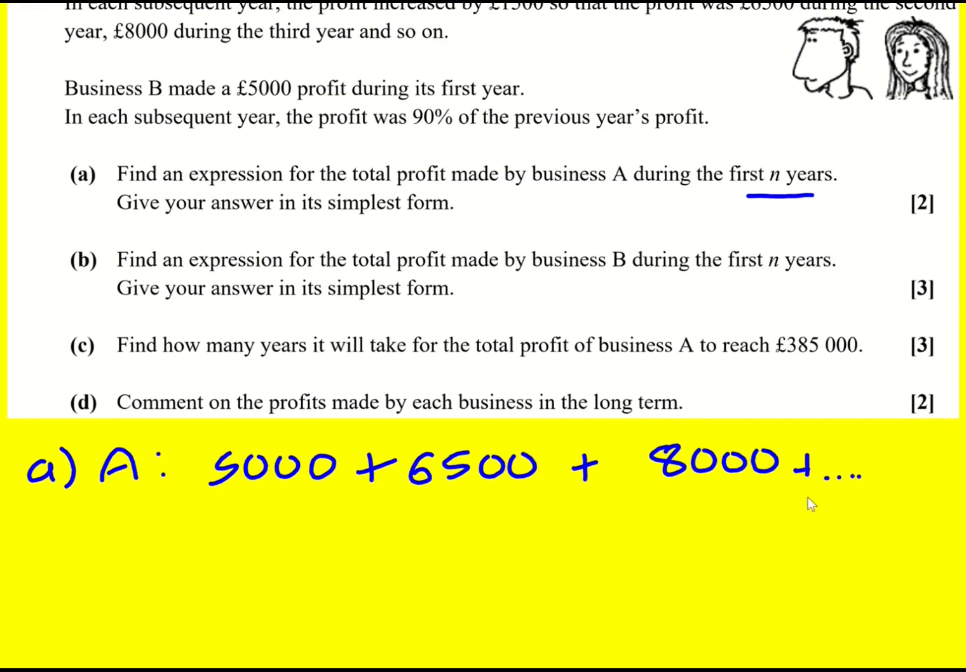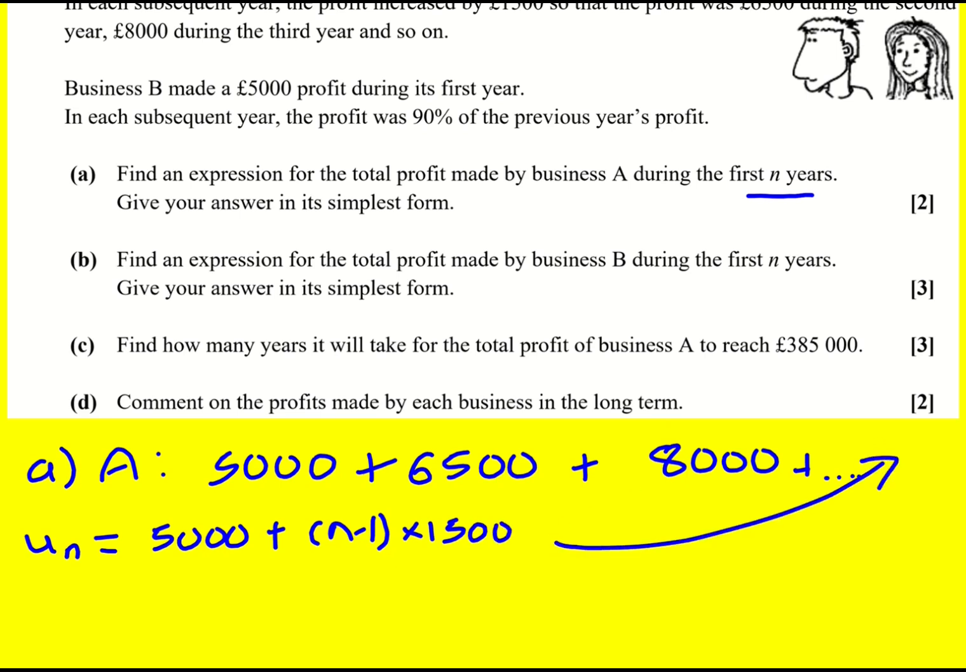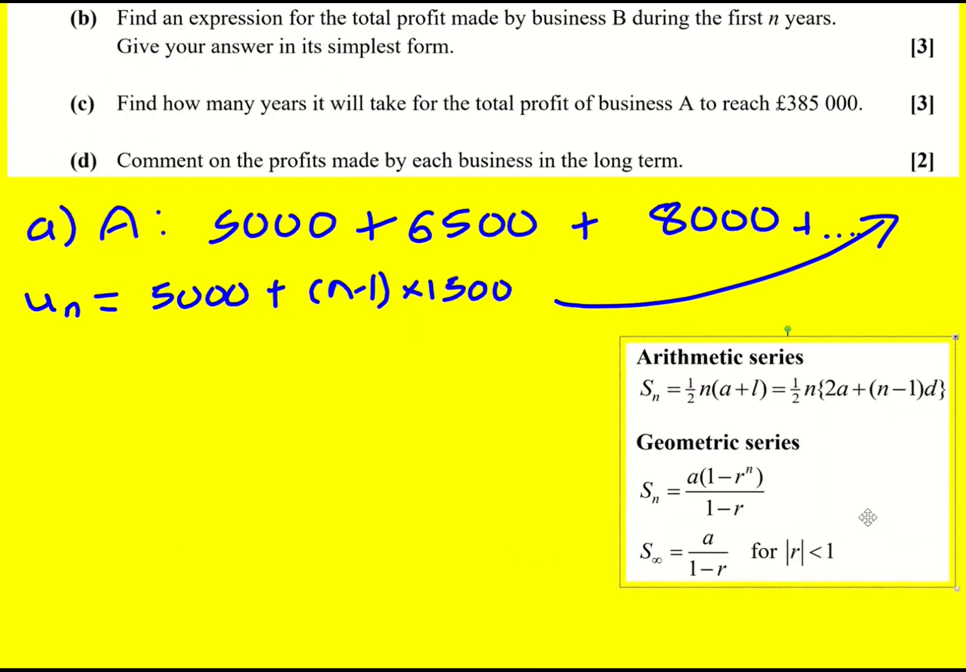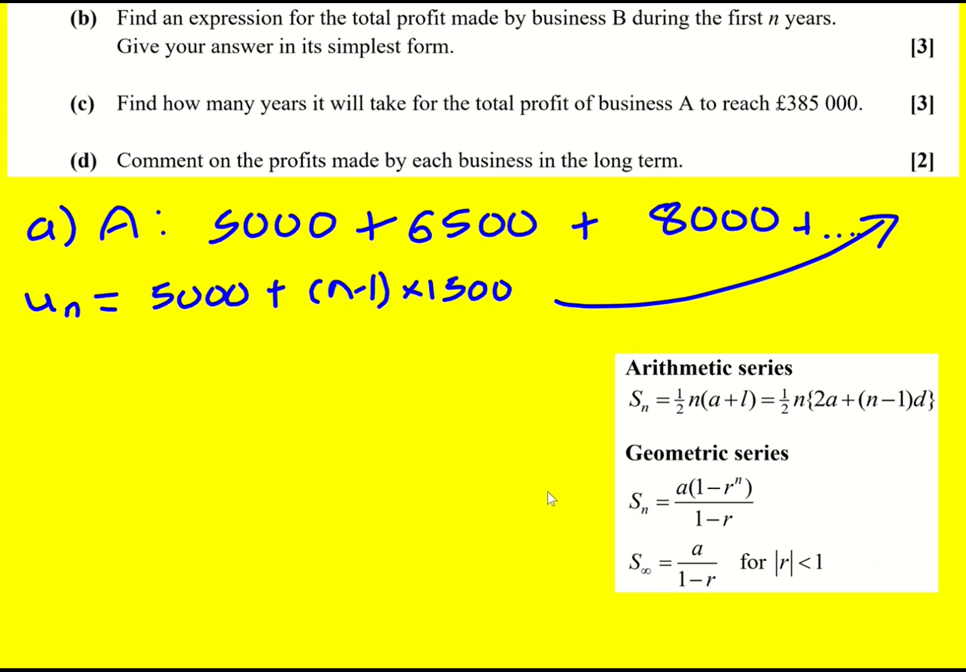In fact, this is an arithmetic series, and the nth term is not actually that important, but it would be 5,000 plus n minus 1 times 1,500. That would be the last term here. But the most important thing to find this total profit is the sum formula we're quoted in the formula book. I'm going to use this second one. If I substitute the last term into the first, I'll just get this formula here anyway. They are basically the same formula.